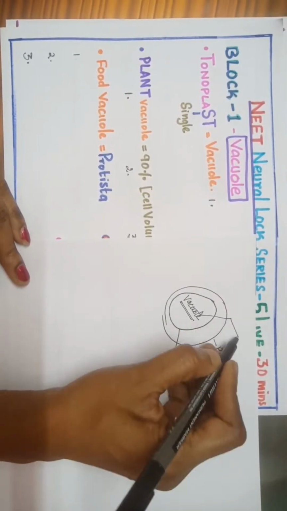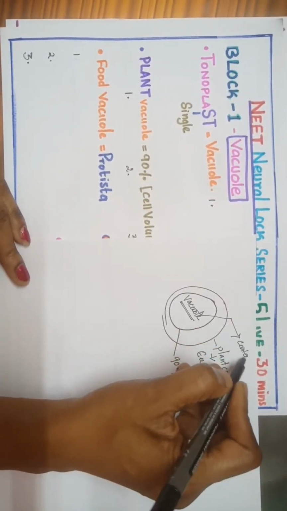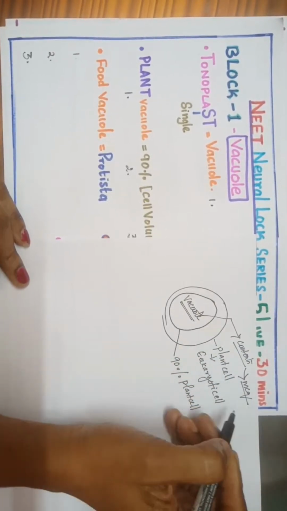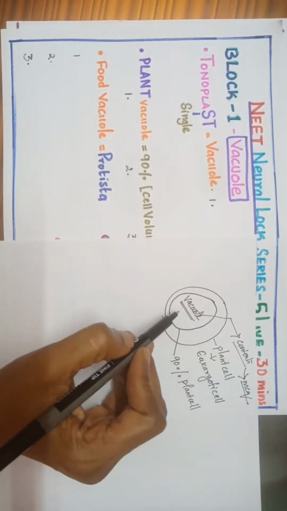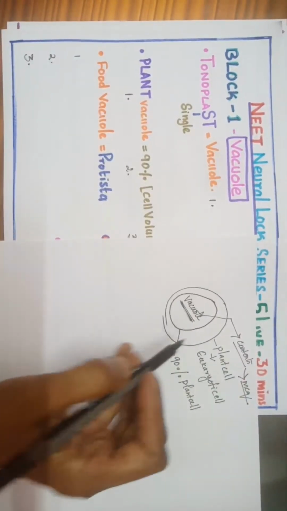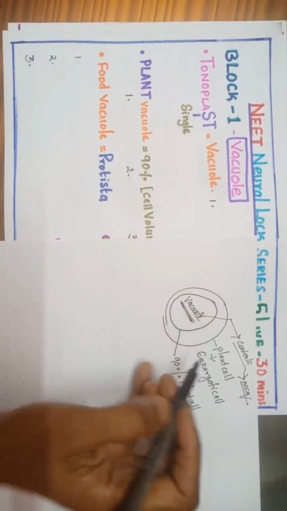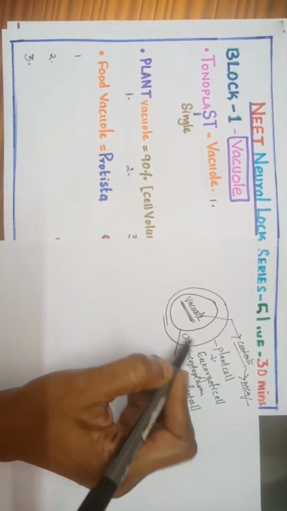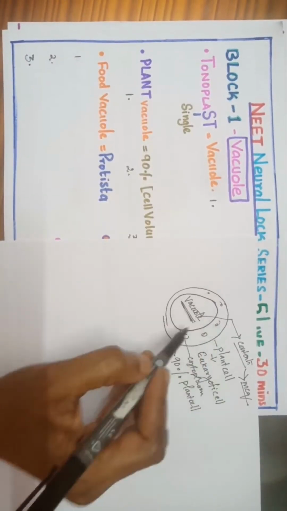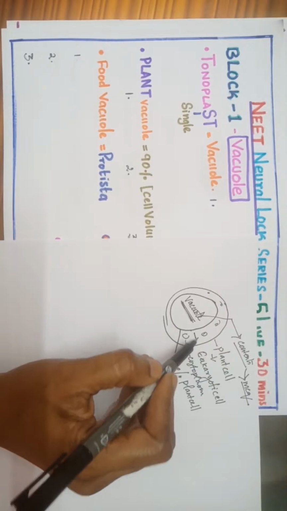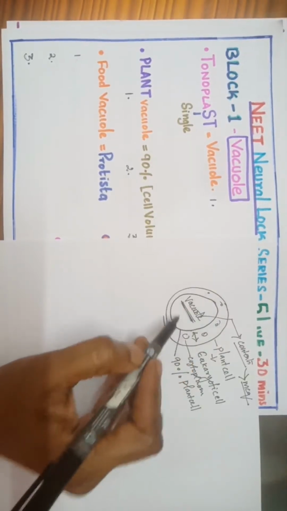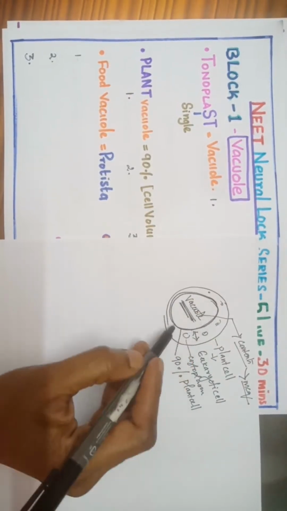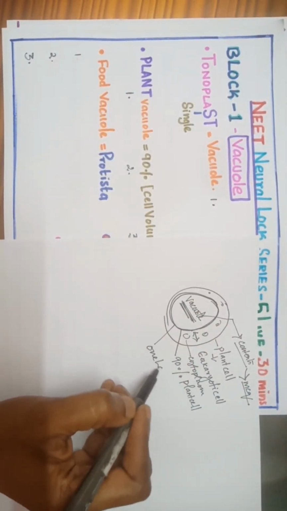What are the contents of vacuole? That itself is an MCQ. Contents of vacuole is an important MCQ. We will cover it in another blog. Today we are going to do the basic important points about vacuole. Then this is the cytoplasm, and you have other organelles. There is a separation between the cytoplasm, that is the cell matrix, and the vacuole by means of a single membrane. This membrane is only one layer, a single membrane.